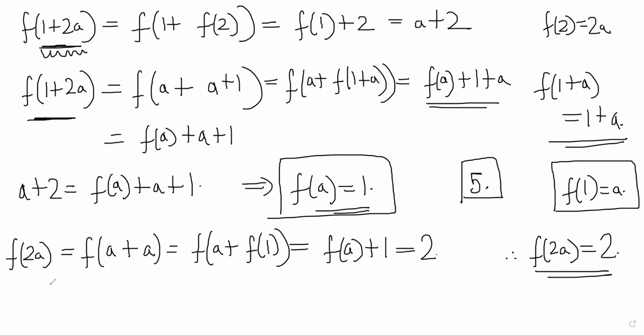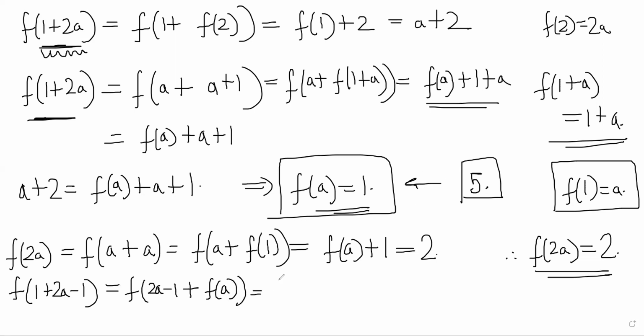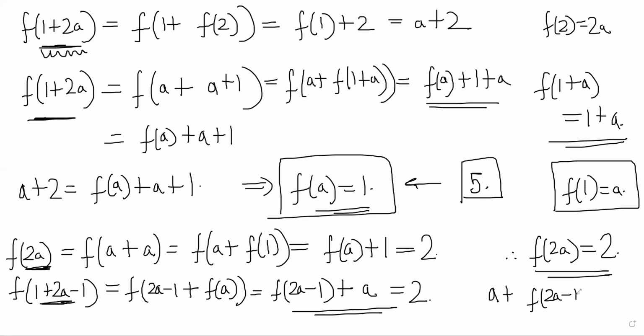And also, we can write this as f of 1 plus 2a minus 1 is equal to f of 2a minus 1 plus 1, which can be written as f of a using this result. And this can now be written as f of 2a minus 1 plus a, right? So that should also be 2, right? Because this is f of 2a only. F of 2a is equal to this. So this should also be 2. So therefore, we are getting a plus f of 2a minus 1 is equal to 2. We are getting this result, right?